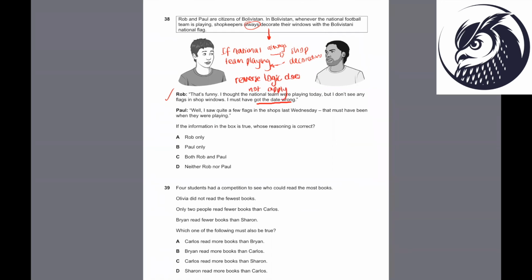And just to emphasize that, guys, we're going to draw a big cross through the reverse logic there. Based on that, we know that the best answer here is Rob is correct and Paul is incorrect. All right, so only Rob is correct. That's why 38 is A.